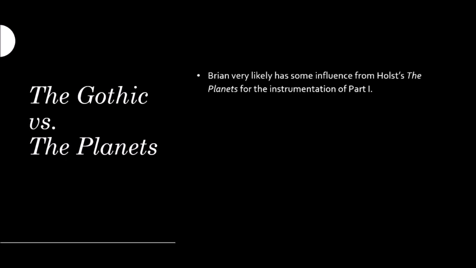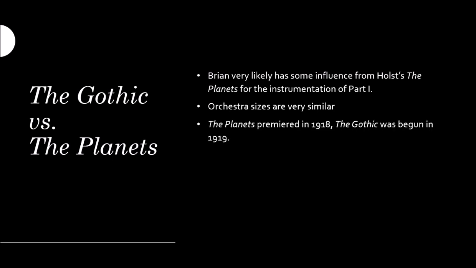But I think a good place to start is we need to compare Brian's Gothic Symphony to Gustav Holst's Planets. Brian very likely had a lot of influence from the Planets, particularly for the instrumentation of Part 1. Part 1 is considerably smaller than the gigantic Part 2. The orchestra sizes are very similar to one another. In fact, they're only within a few players of one another in terms of size.